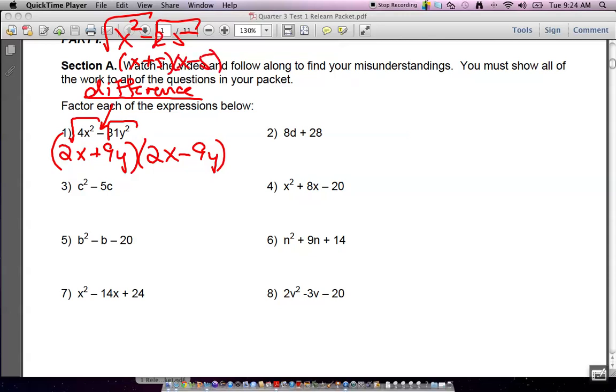It's simply a recognition thing. You have to recognize it and see it. There is no common factor to pull out. That's what we always look for first. There is nothing in this problem, okay?